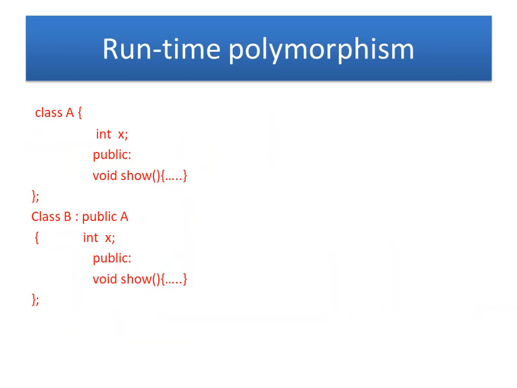Now let us see runtime polymorphism. Here in both the classes, we have two functions with the same name, but we haven't passed any arguments into them. So in this case, what happens? The compiler will not be in a position to find to which function the call has to be sent and executed for the completion of the program.